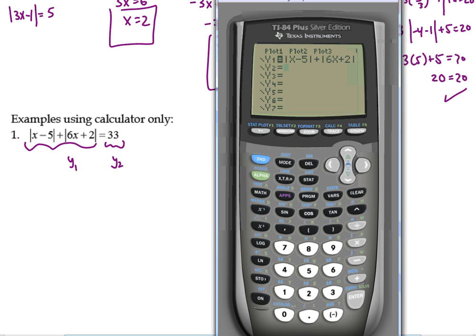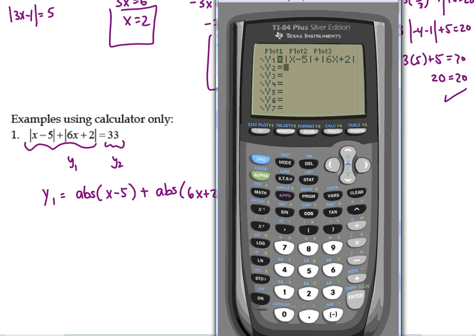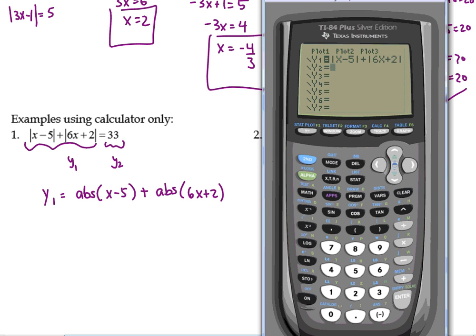Okay, so if you're typing this in with the older version of the software, it'll say ABS. So your Y1 would be ABS bracket x minus 5, plus ABS bracket 6x plus 2. Depending on your version of software, hopefully your calculator makes the bars for you, because it looks way nicer than ABS.